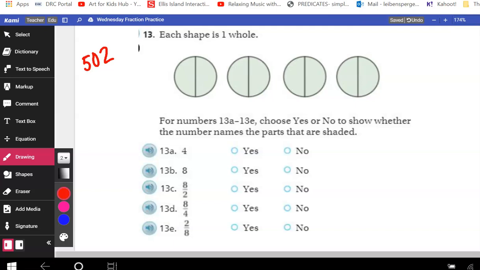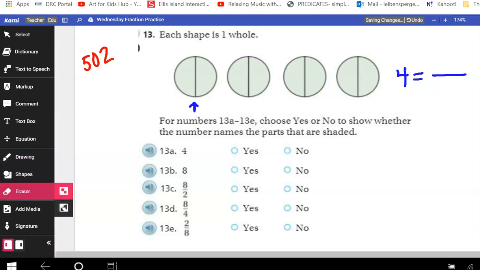So for numbers 13a through 13e, choose yes or no to show whether the number names the parts that are shaded. So what I always do for this one, I figure it out first. So I see that I have 4 wholes. See if you can remember how to do a fraction greater than 1, where your denominator tells the total that each whole is divided into, and your numerator tells you all of the pieces out of the entire whole. So go ahead and try to figure that out.